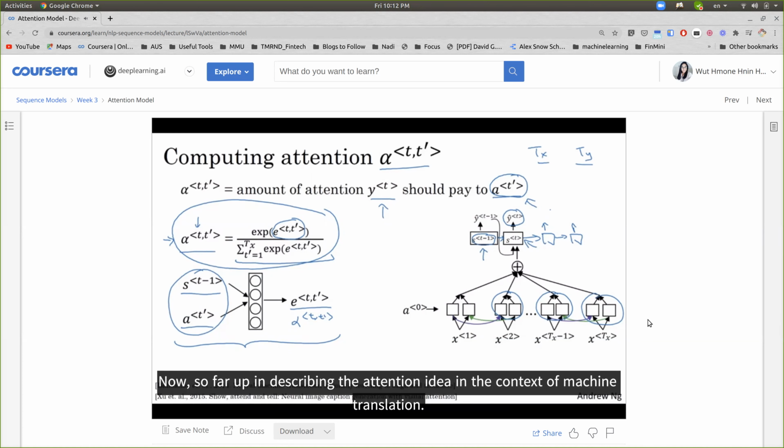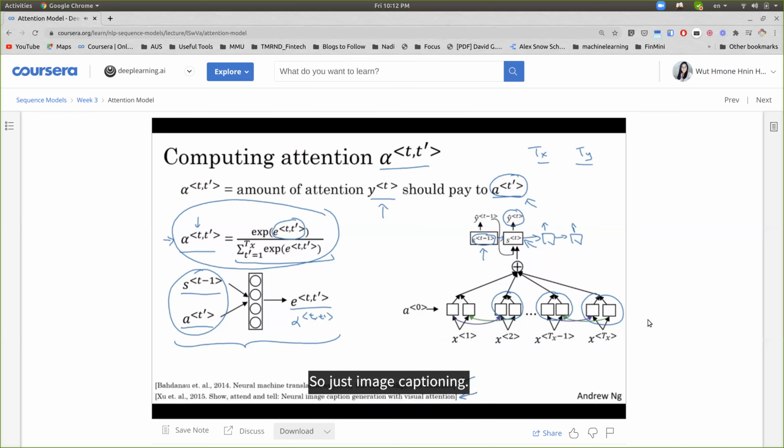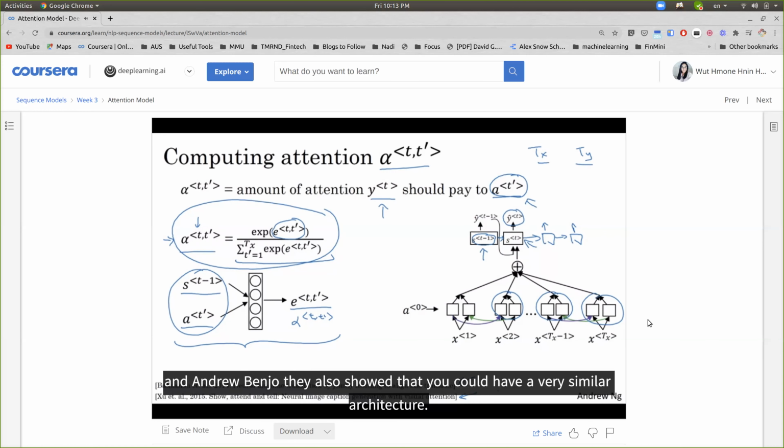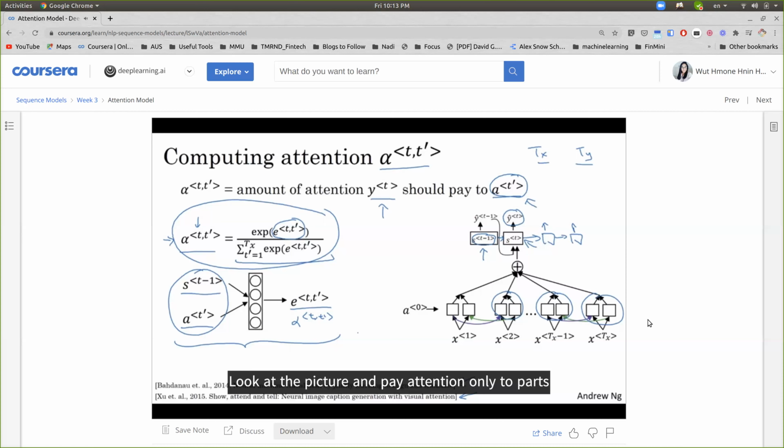Now, so far I've been describing the attention idea in the context of machine translation. Without going too much into detail, this idea has been applied to other problems as well, such as image captioning. So in the image captioning problem, the task is to look at a picture and write a caption for that picture. So in this paper cited at the bottom by Kelvin Xu, Jimmy Ba, Ryan Kiros, Kyunghyun Cho, Aaron Courville, Ruslan Salakhutdinov, Richard Zemel, and Yoshua Bengio, the authors showed that you could have a very similar architecture, look at a picture, and pay attention only to parts of the picture at a time while you're writing a caption for a picture. So if you're interested, I encourage you to take a look at that paper as well.